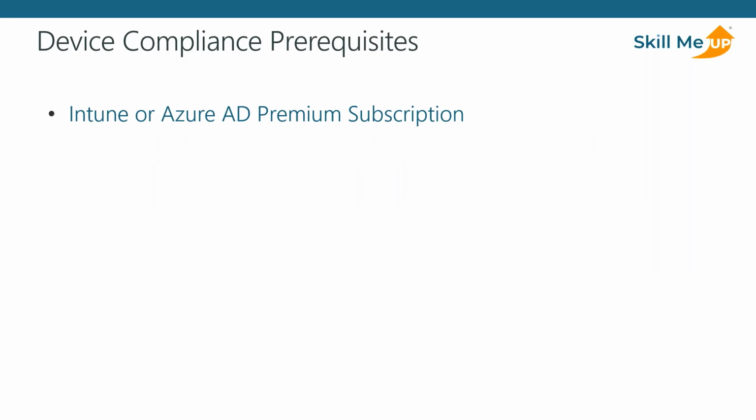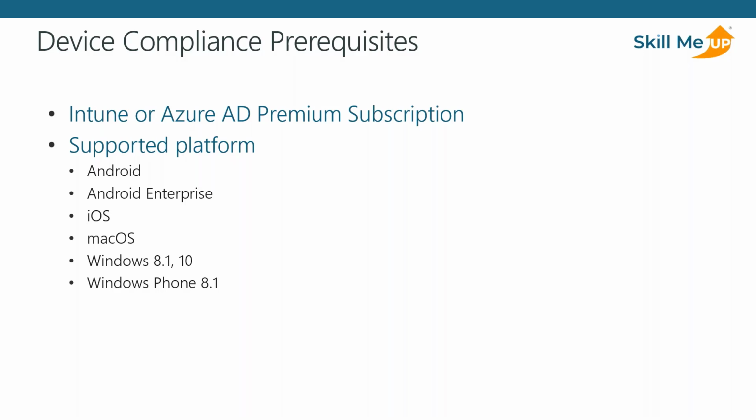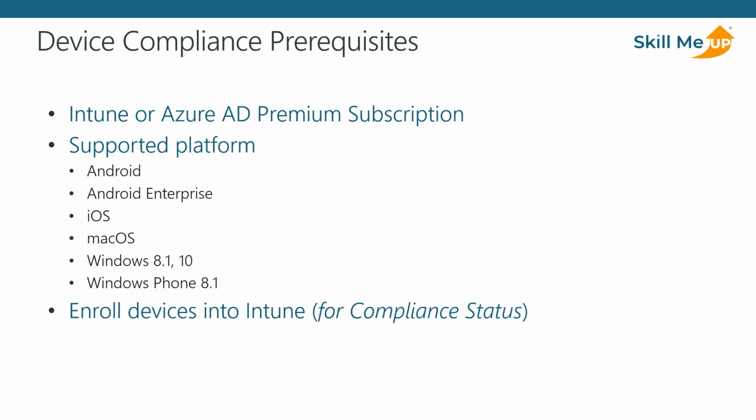Now, the prerequisites for utilizing this is you need to have Intune or Azure AD premium subscriptions, and it also needs to be a supported platform, as well as enrolling the devices into Microsoft Intune. This will give you the compliance status. So that's one critical piece here. You need to have the devices enrolled in Intune to be able to query and utilize a compliance status. And then you can enroll devices to one user or no user. So you have the flexibility. You can just enroll a batch of devices and then assign them to users later or to nobody. It's entirely up to you.